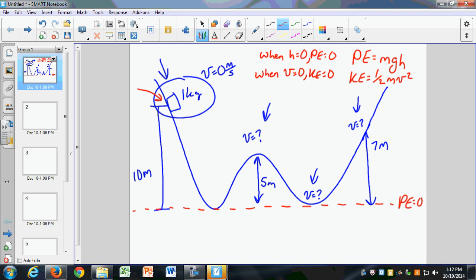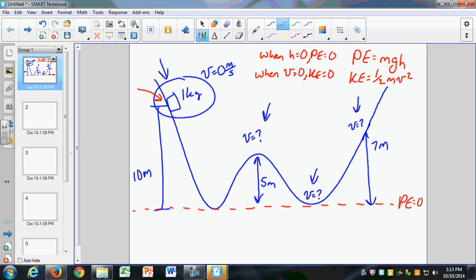And then the only other place where it might have 0 kinetic energy is when it comes up to a position over here where it stops. What position will it stop at over on this side? What height? What is it, Jessica? Right, what is the maximum height? 10. 10 is right. So it's going to come back up to where it started from. It started at 10, it's going to end at 10.